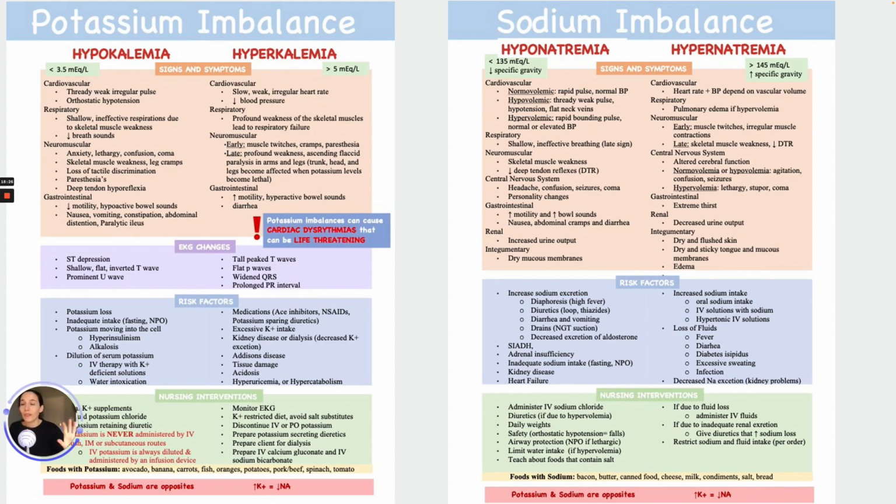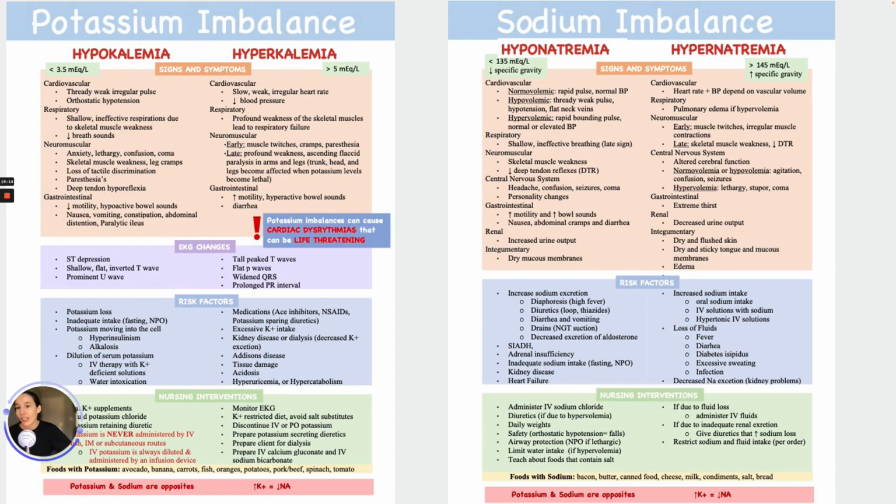So one of the first and most important electrolyte imbalances is hypokalemia and hyperkalemia, so imbalances with potassium specifically. There are different things that you're going to see for both of these. So hypokalemia is anything less than 3.5, and potassium is always linked to cardiac abnormalities. So cardiovascular, you'll see a thready, weak, irregular pulse. You'll see orthostatic hypotension. Respiratory, you'll see shallow, ineffective respirations due to skeletal muscle weakness and decreased breath sounds.